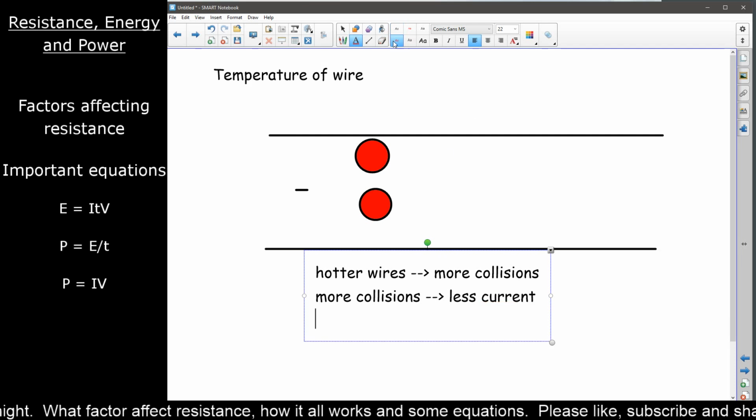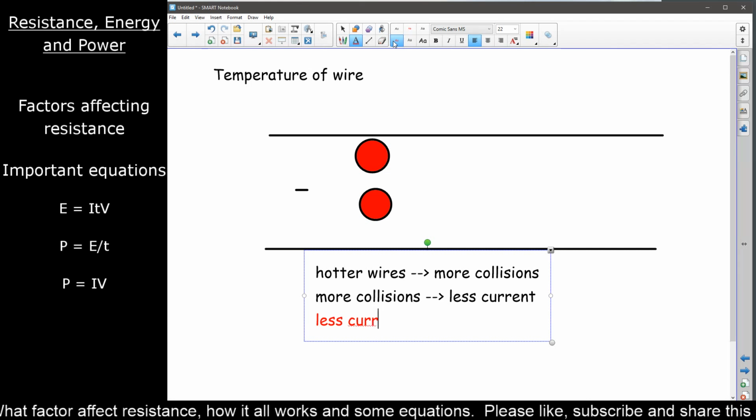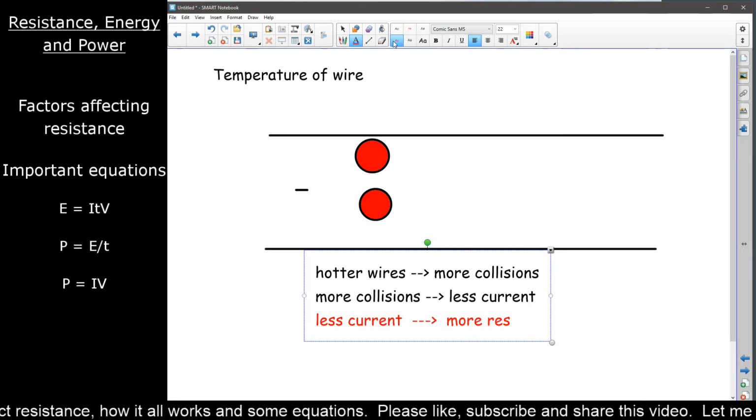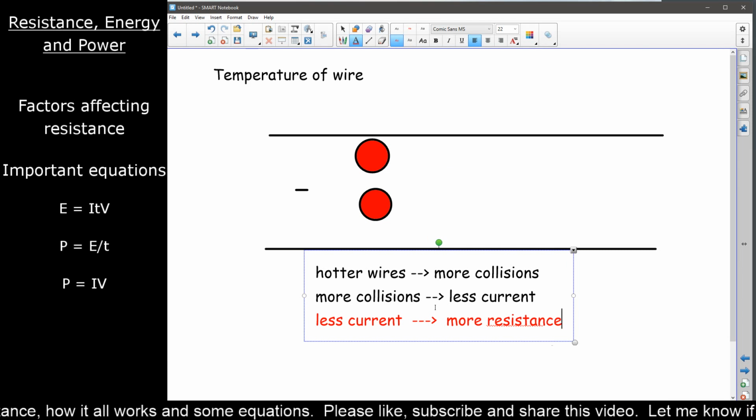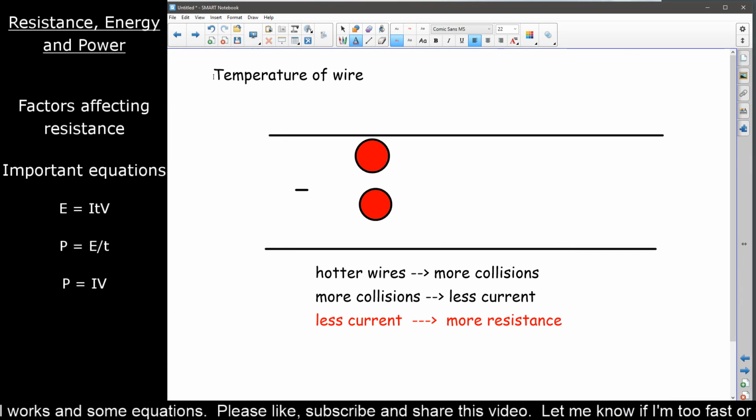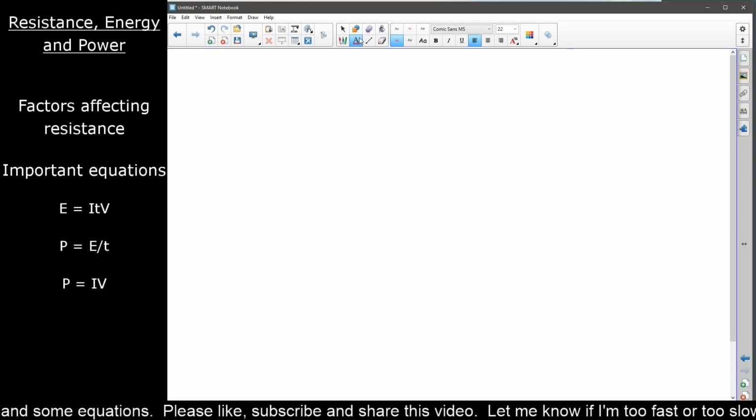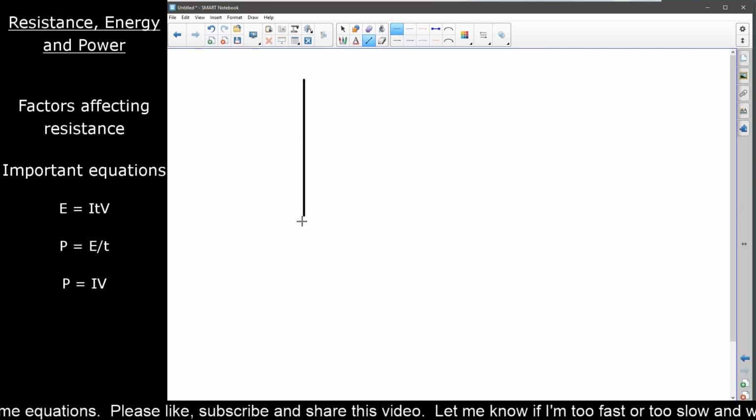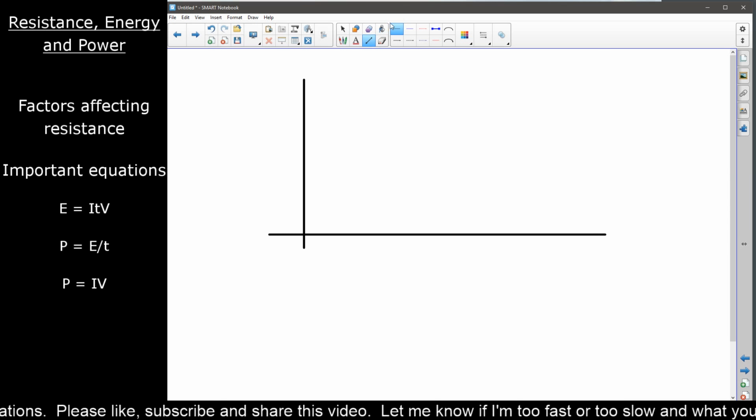Change the font. Less current means more resistance. Okay, not necessarily double in this case because it depends on which temperature scale you're using, but I have seen this asked as a question before. It's a sneaky question, so let's just have a little look at this.